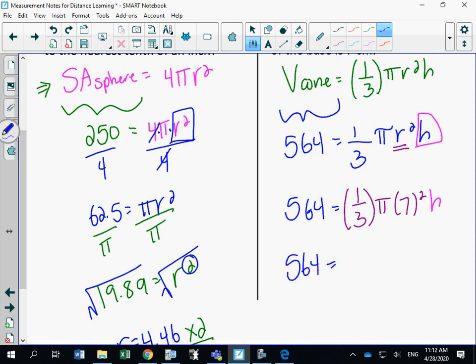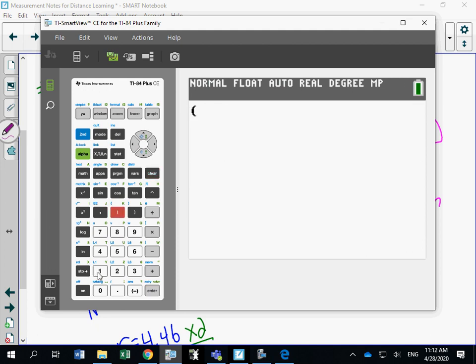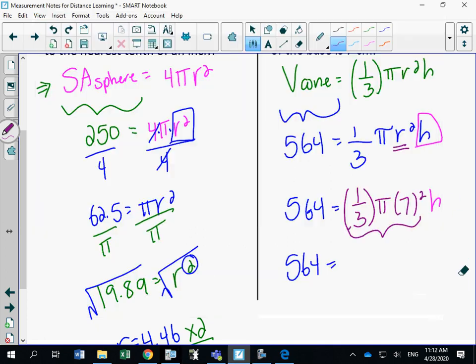564 is equal to, let's figure out what this gives us. 1/3 pi 7 squared. Open bracket, 1 divided by 3, times pi, times 7 squared. Okay, 51.3126. And that is being multiplied by the height.